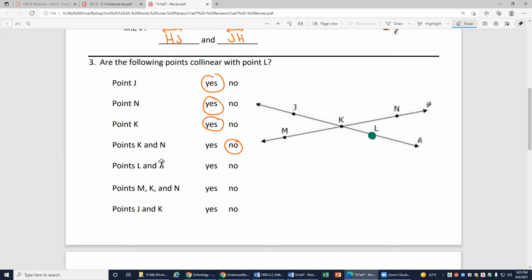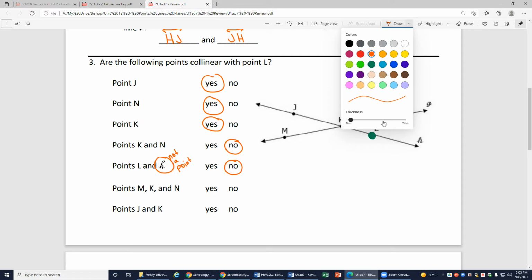Okay, let's look at L. Oh, well, look, this isn't even a point. So that's definitely going to be a no. Okay, that's not H. While it kind of looks like it's naming the same line that L is on, H isn't a point, so you can't be collinear with the name of the line. Hopefully that makes sense.